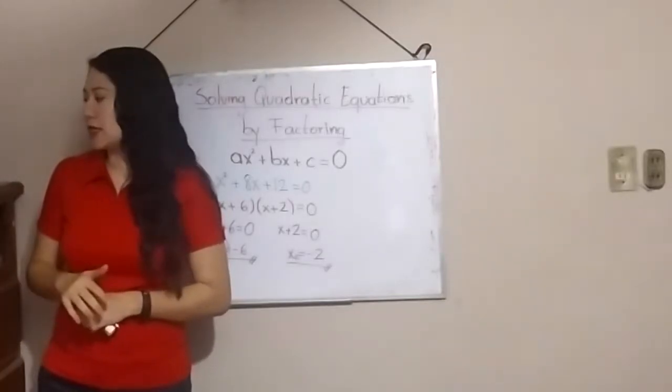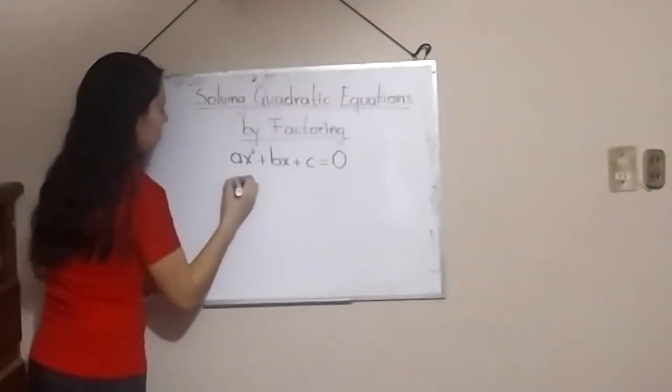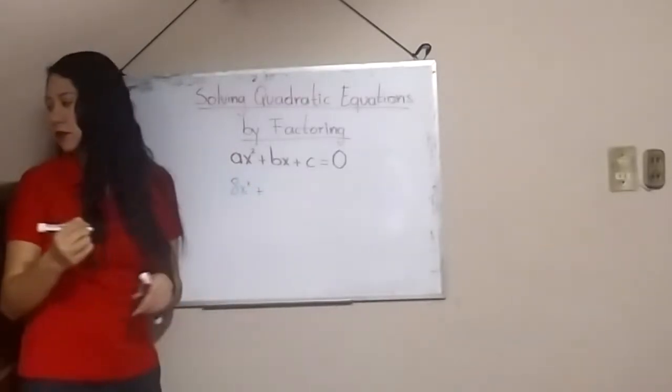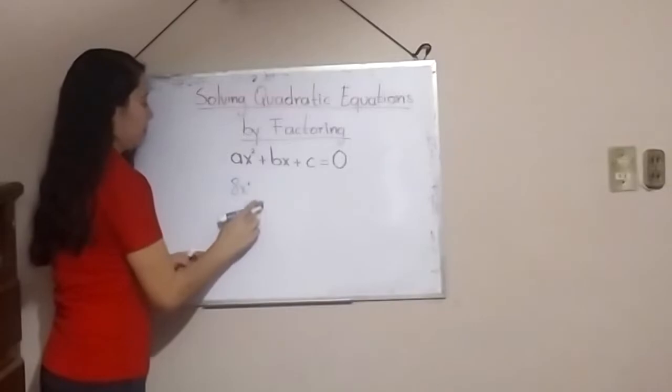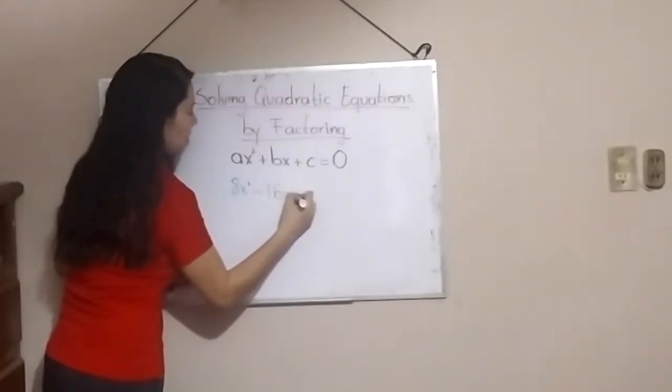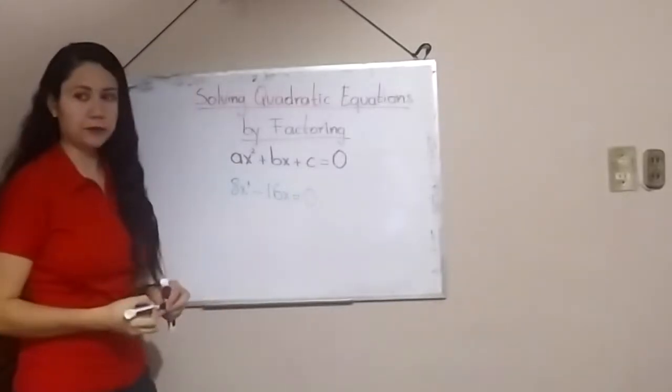Next example is 8x squared minus 16x equals 0.